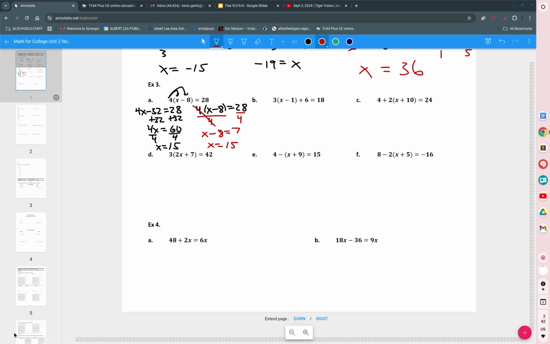Letter B, before I divide both sides by 3, I should first move the 6. So I'm going to subtract the 6 over to get 3 times x minus 1 is equal to 12. And now you can distribute that 3, or you can divide the 3 off. I'm going to divide the 3 off to get x minus 1 is equal to 4. Add the 1, x is equal to 5. Please try letter C on your own.